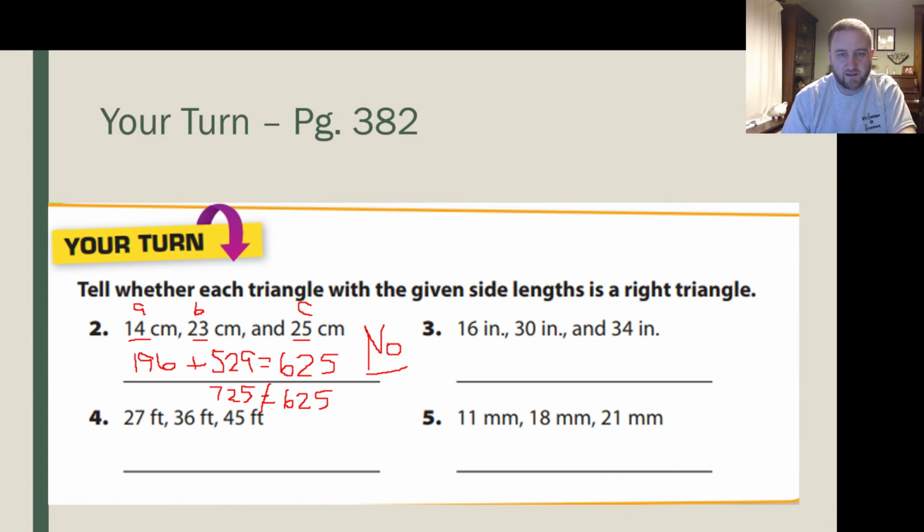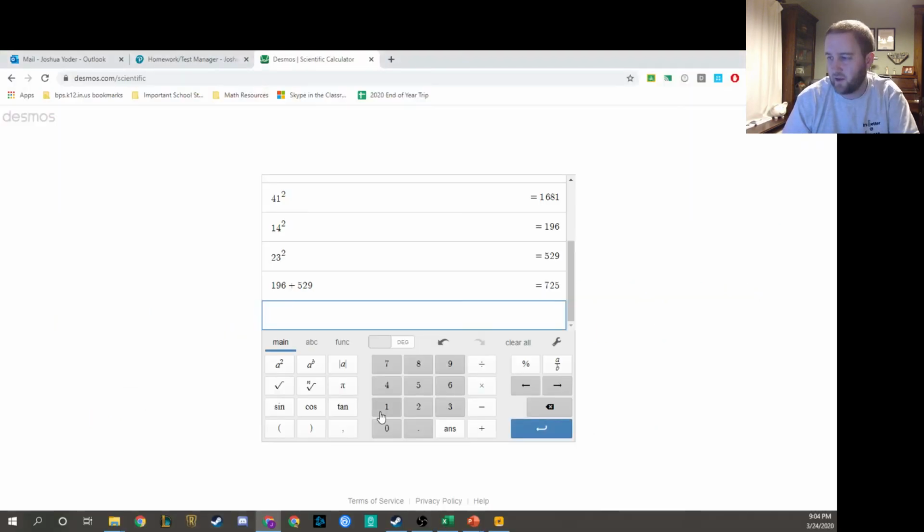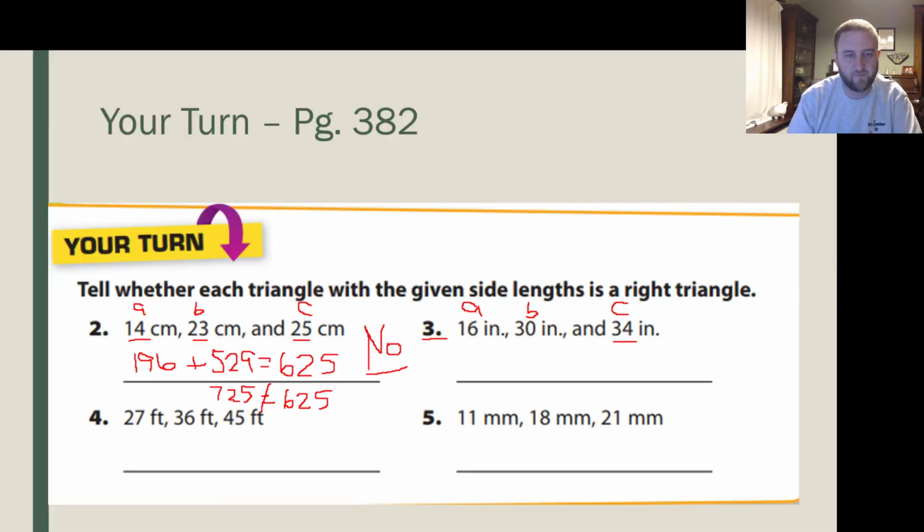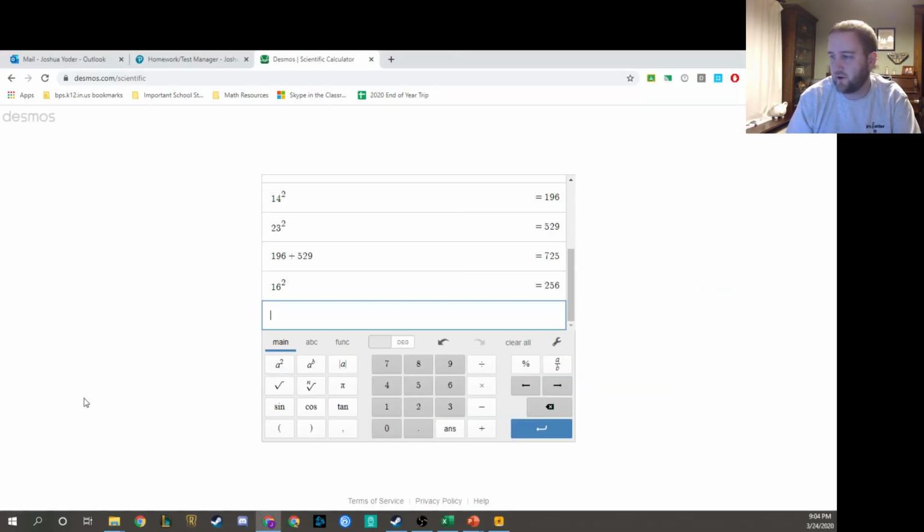Okay, let's go ahead and do, let's say 3 then here. So again, this 16 is going to be our A, 30 is our B, 34 is our longest side, so that's going to be our C. So 16 squared is 256. So 256 plus 30 squared, which is 900. Equals 34 squared.